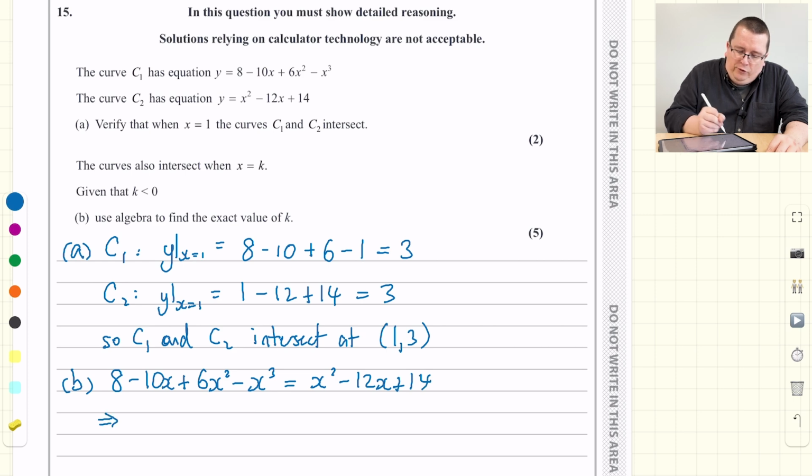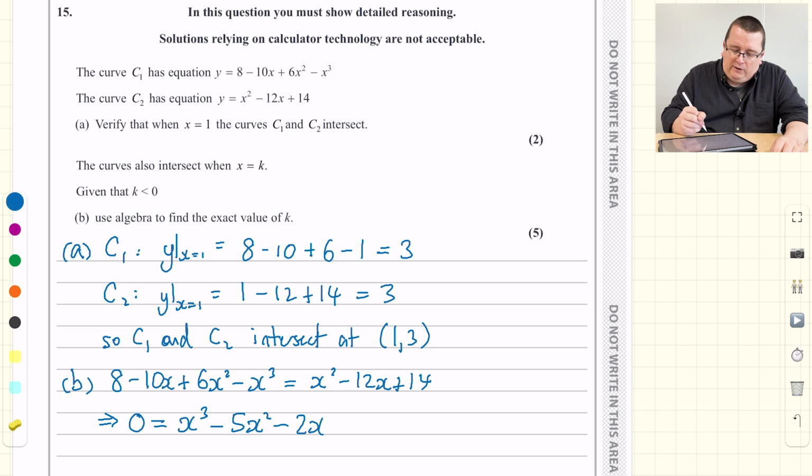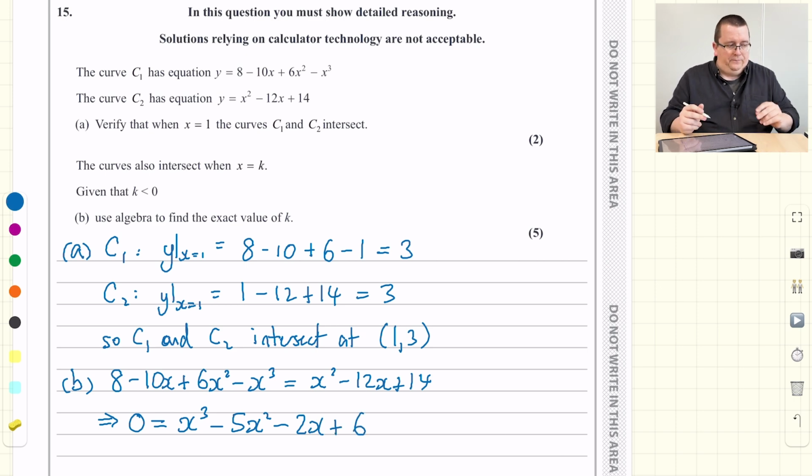So then we want to rearrange this equation, get everything onto one side. I'm going to put everything onto the right-hand side. So 0 equals, we're going to have x cubed. We're going to take 6x squared from both sides, so minus 5x squared. We're going to add 10x to both sides, so take away 2x. And we're going to take 8 from both sides, so plus 6. Okay? Now, I want to factorise this.